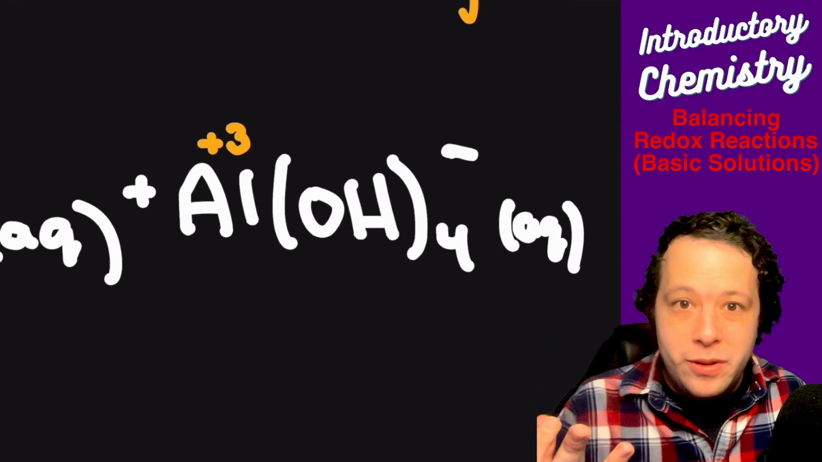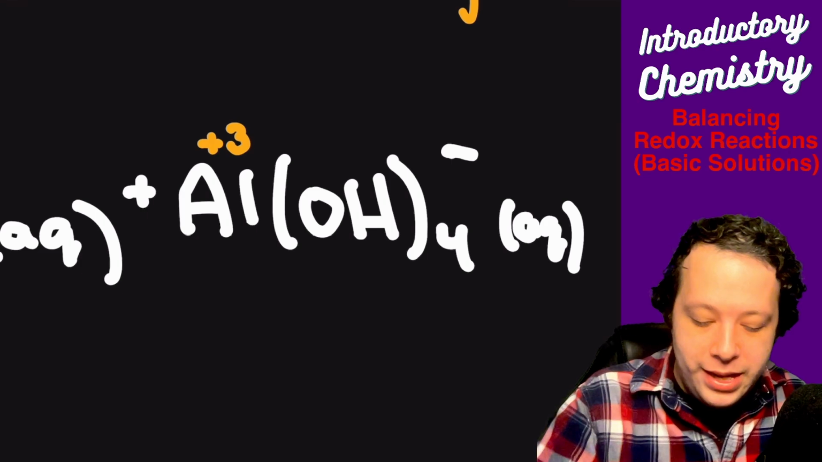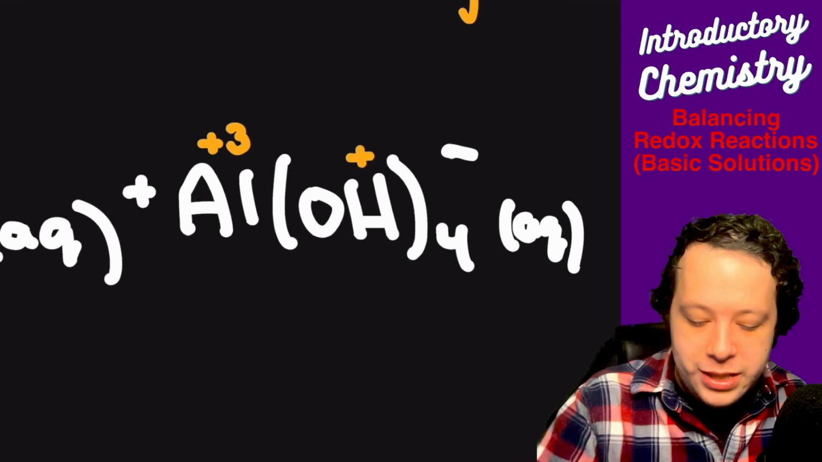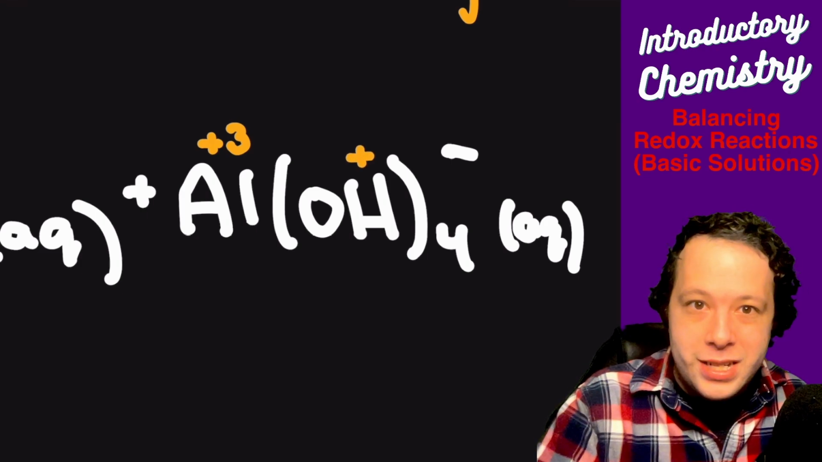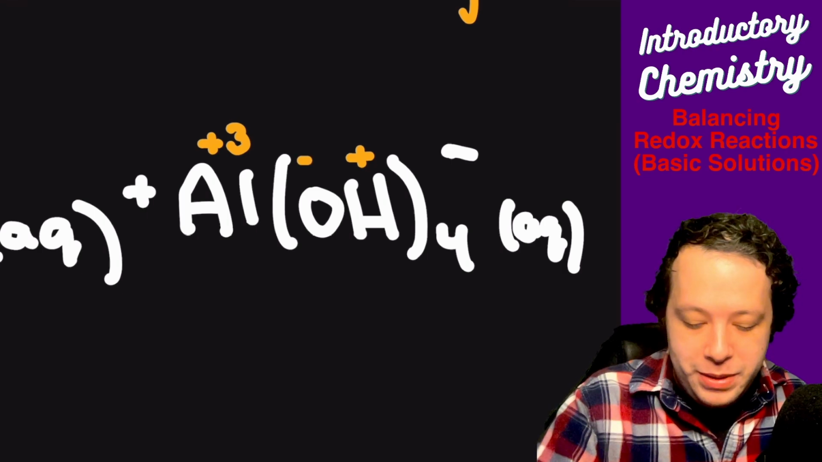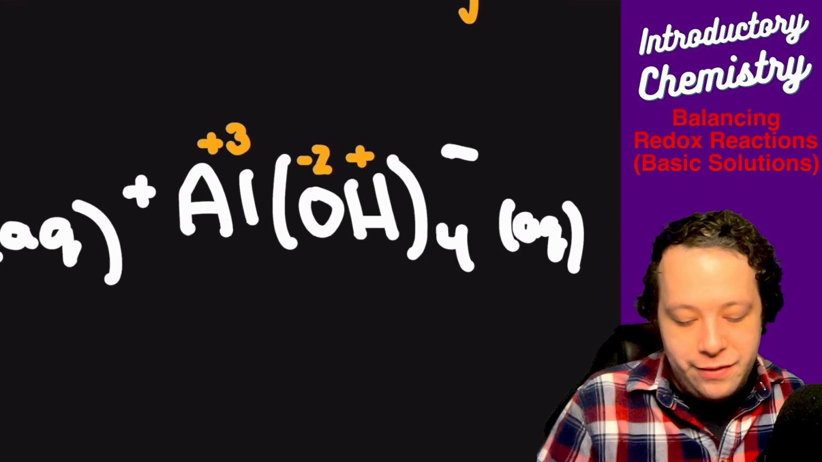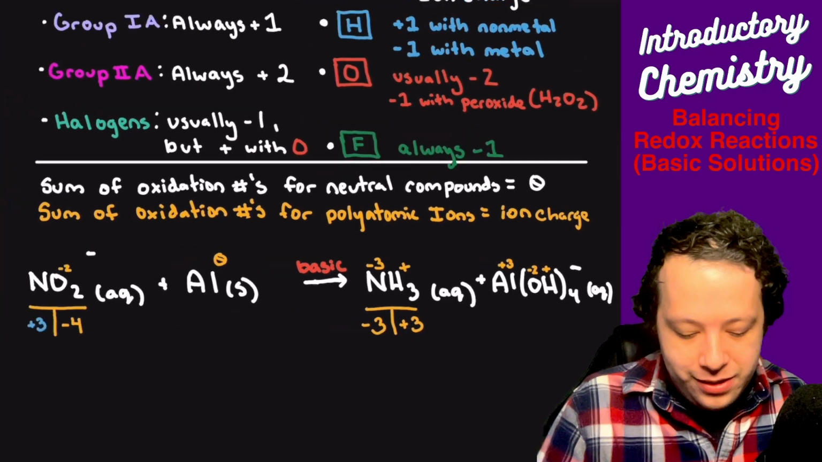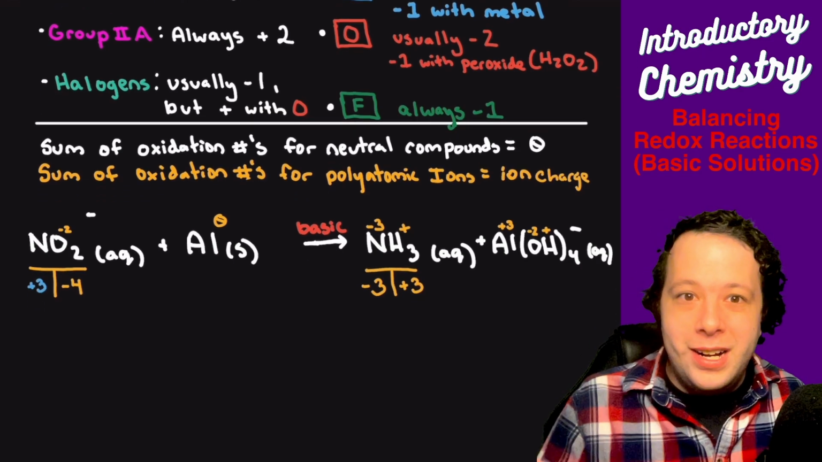If we want to go further and label everything, we can. Keep in mind hydrogen is +1, and being that a hydroxide is -1, that must mean that each oxygen is -2. All right, now the tough part is labeling our oxidation reduction.